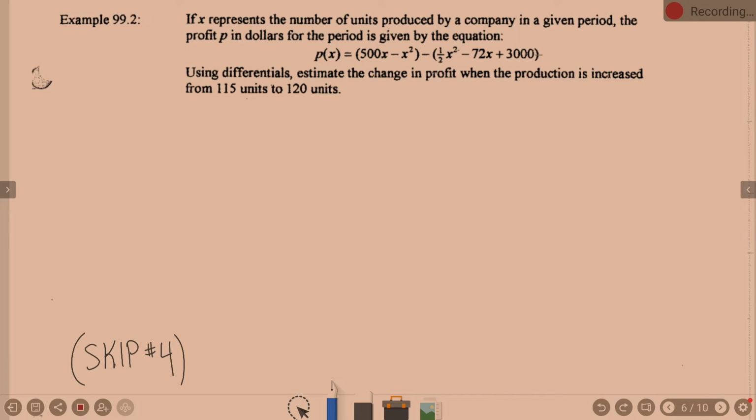Okay. Well, let me remind you. Let me remind myself. It's not about you guys, it's about me. I need to remind myself. What does X represent? Number of units produced by this company in this given period. Okay. So X is the number of units produced. I need that for my brain. They give me a formula for profit.